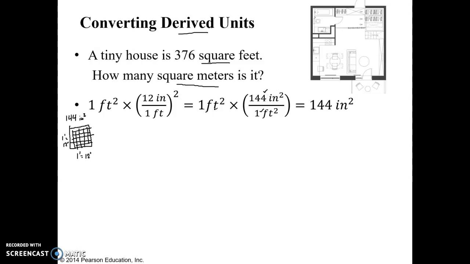So in order to convert 1 square foot, we put the unit that we want to convert on the bottom, so square feet on the bottom. Those square feet will cancel out with those square feet, and that will leave us with square inches on the top. So it's 144. That is the conversion. Okay, so don't forget to square these numbers when dealing with derived units.